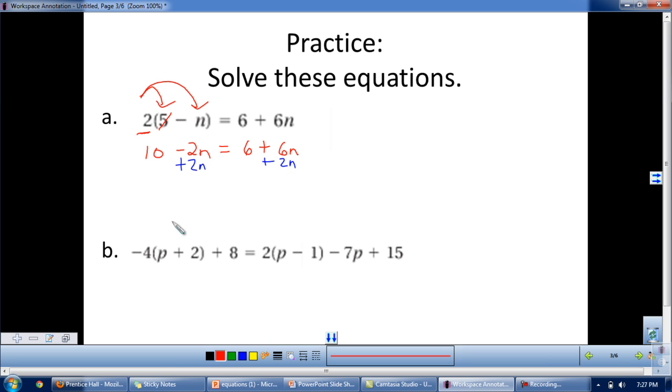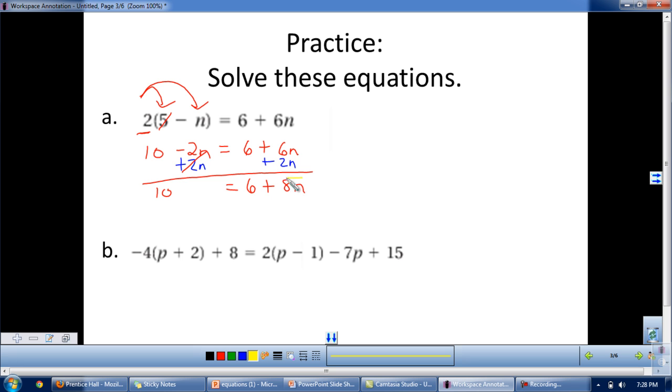We bring down 10. Negative 2n and positive 2n cancels out. Bring down the equal sign. You see how we line up the variables with the variables, and the constant with the constant, just keeping our equation looking neat? It helps us with solving our equations if we have things organized. Bring down the 6. 6n plus 2n, that is positive 8n.